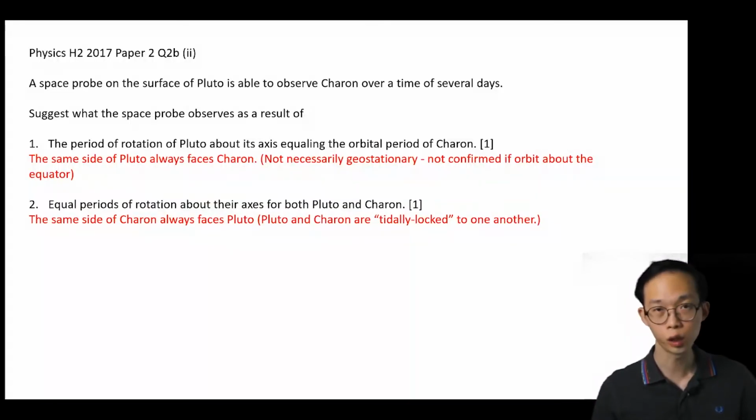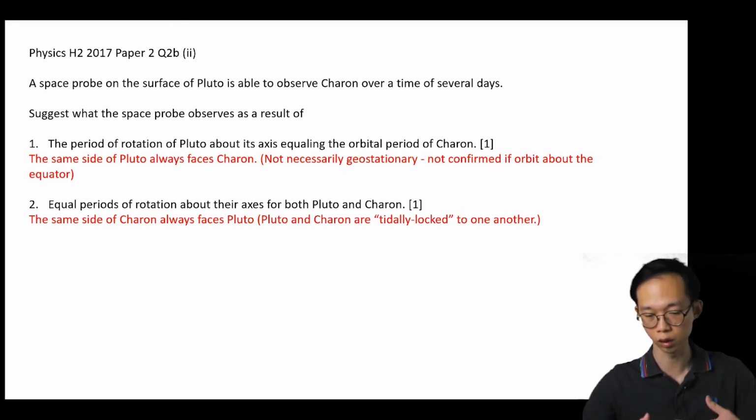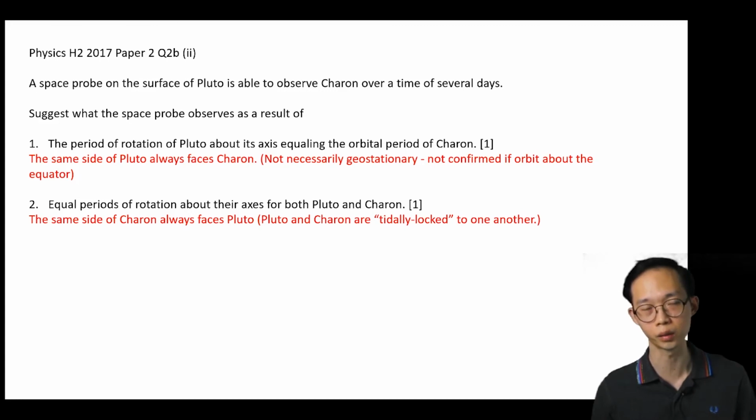So how do we phrase this in an answer? We just phrase it the same way as the first part: the same side of Charon always faces Pluto. What this actually means is that Pluto and Charon are tidally locked to one another. That was quite a low quality animation, so let me show you a slightly higher quality one.